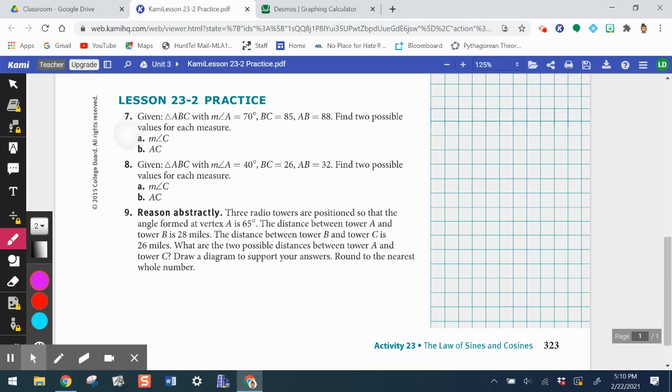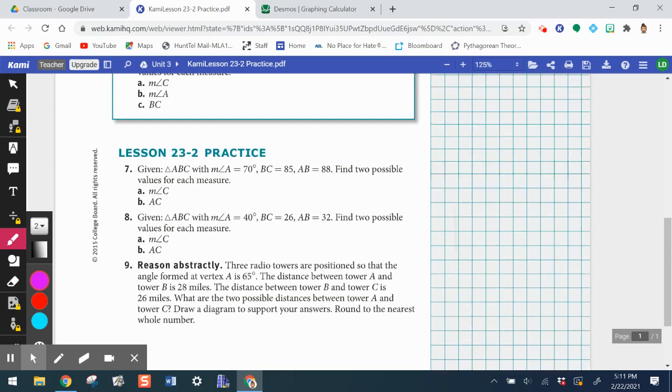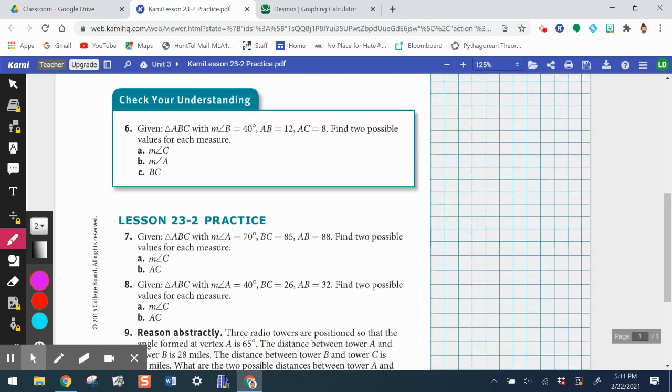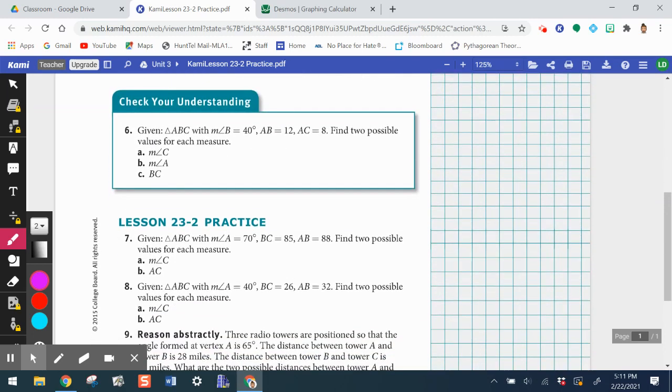So we're going to start with item 7. Given triangle ABC with the measure of angle A is 70 degrees, BC is 85, AB is 88. Find two possible values for each measure. I do want to insert here, even though they don't ask for it, there will be two possible measures for the measure of angle B. So we're actually going to do this work way up here at the top because I have no room on this page to do it.